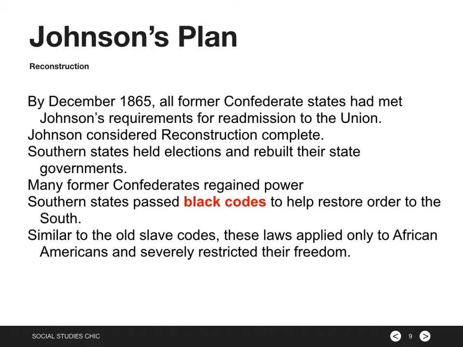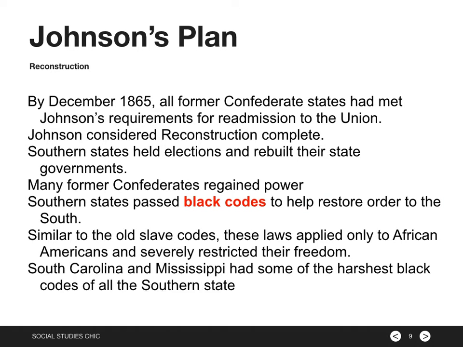Similar to the old slave codes, these laws or black codes applied only to African Americans and severely restricted their freedom. South Carolina and Mississippi had some of the harshest black codes of all the southern states. One of the reasons why is because they had a higher population of African Americans in those states. Therefore, those African Americans would have a little bit more political power if they were allowed to exercise it.